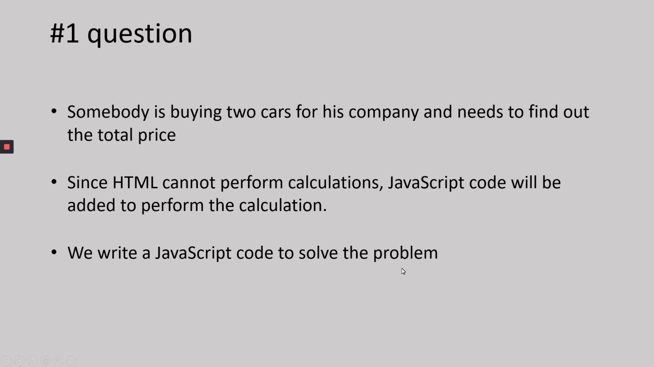Because in this specific example we want to do a calculation, and this calculation is an interaction, because it is a process instead of just showing the display. So this is actually an interaction. So we need JavaScript.